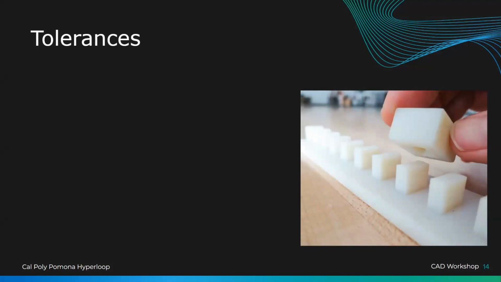Acceptable range of limit for measurements. Perfect, yeah. So tolerances are kind of exactly what you said, what is acceptable. An acceptable margin of error is probably a good way to think of it. How off can this part be from the exact dimension we planned?